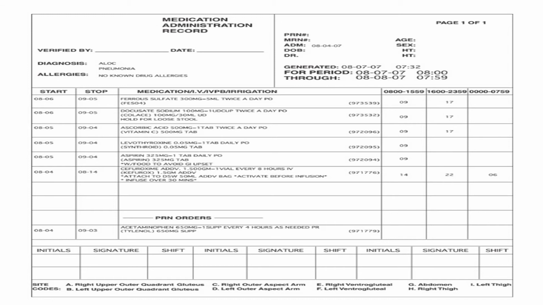PRN medicines are as needed medications that are ordered. So if somebody has a temperature, they've got acetaminophen ordered, or if they've got pain, they've got acetaminophen ordered there, PRN. And then at the bottom of the page is where initials and signature have to be provided. And it gives you a little key that you can use for sites of where you give medicines and codes as well.